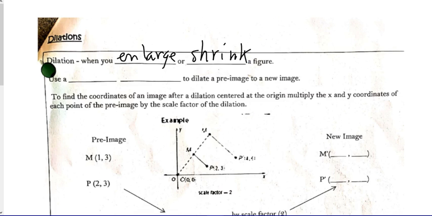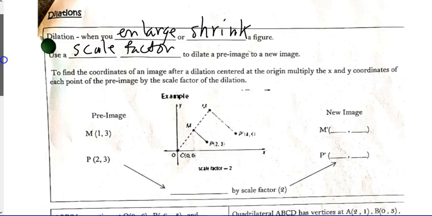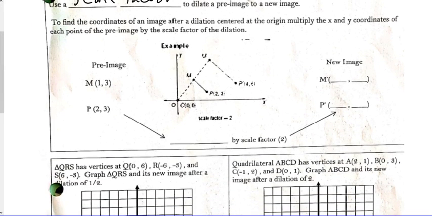Now, we're going to use a scale factor to dilate the pre-image to a new image. To find the coordinates of an image after dilation centered at the origin, multiply the x and y coordinates of each point by the scale factor. If you notice here, the scale factor is 2.